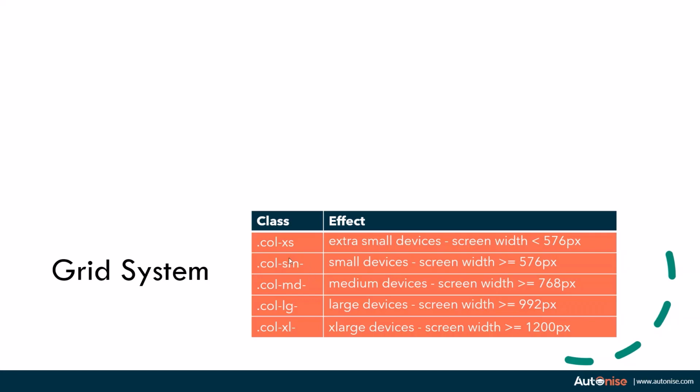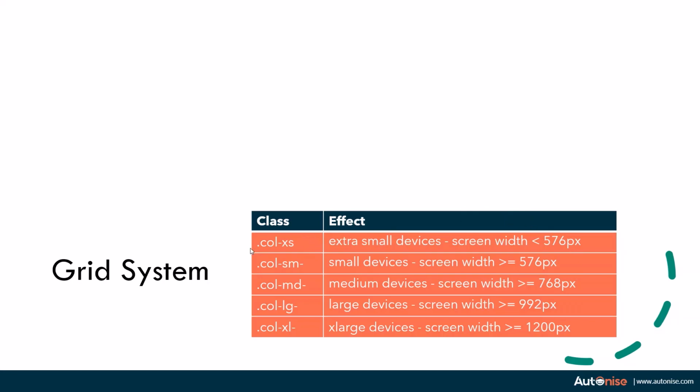Similarly, there is SM, which stands for small, XS, which stands for extra small, LG, which stands for large, and XL, which stands for extra large. Each of these has a corresponding pixel mapping. So XL corresponds to 1200 pixels, LG 992, medium 768, small 576, and XS less than 576.